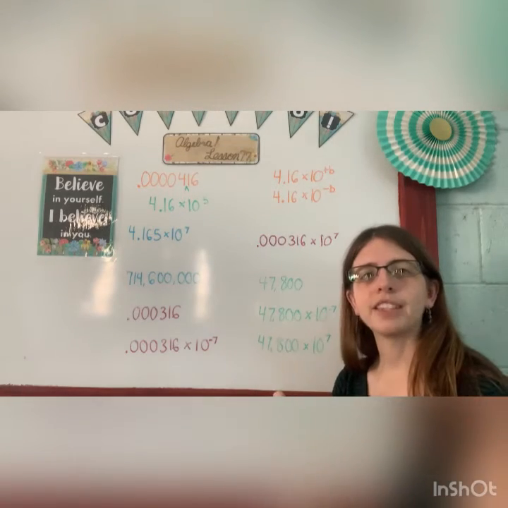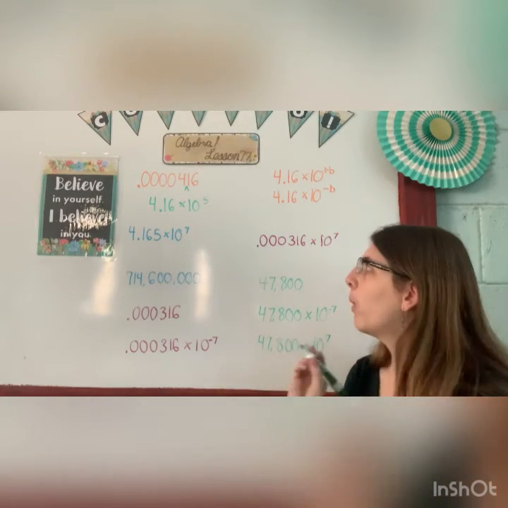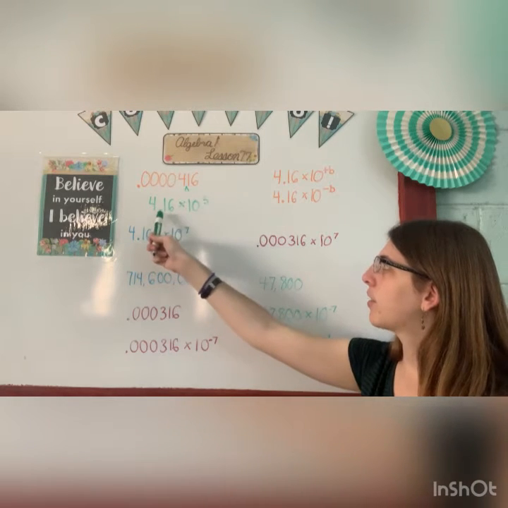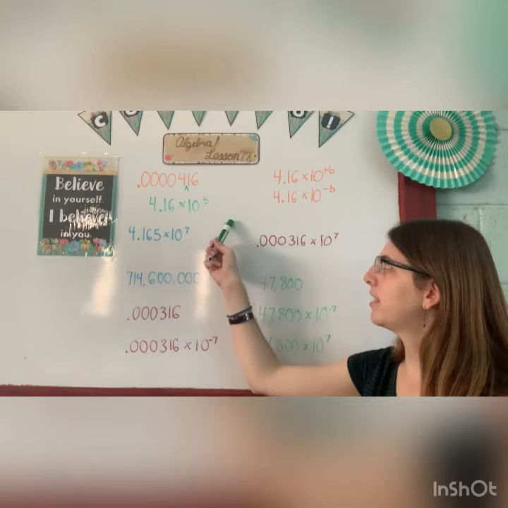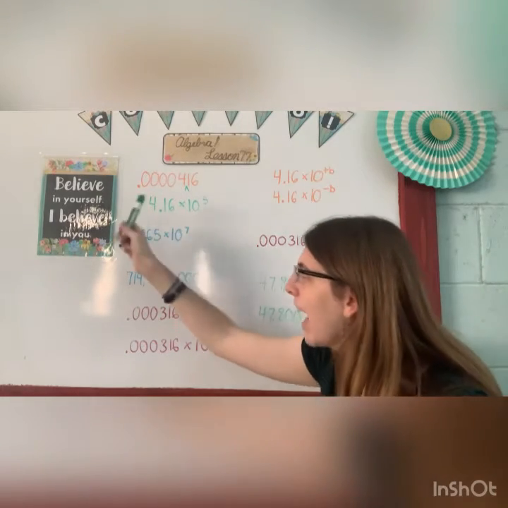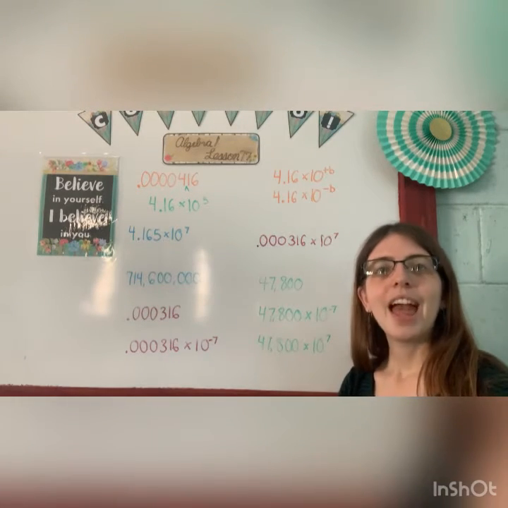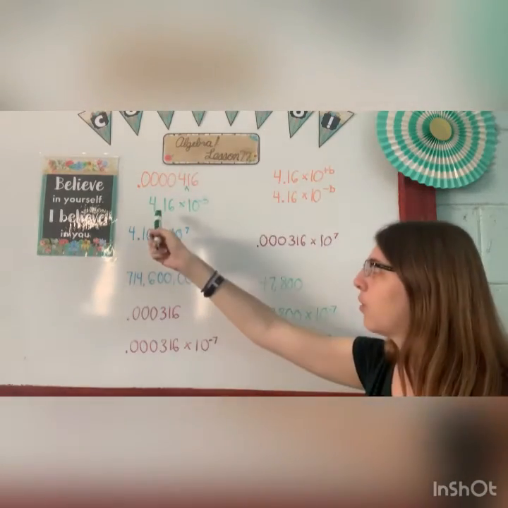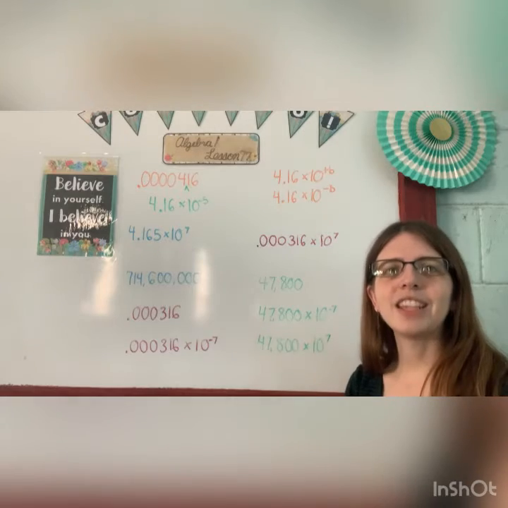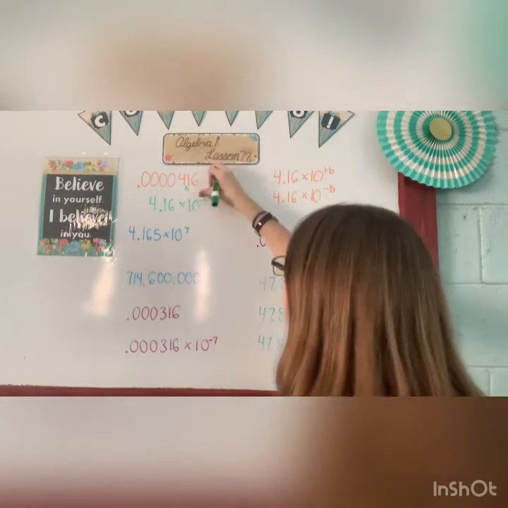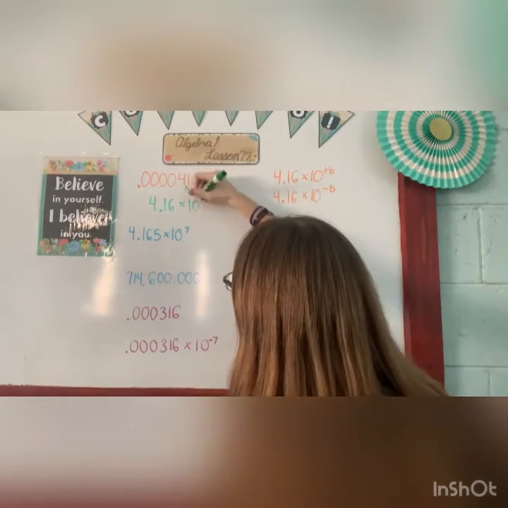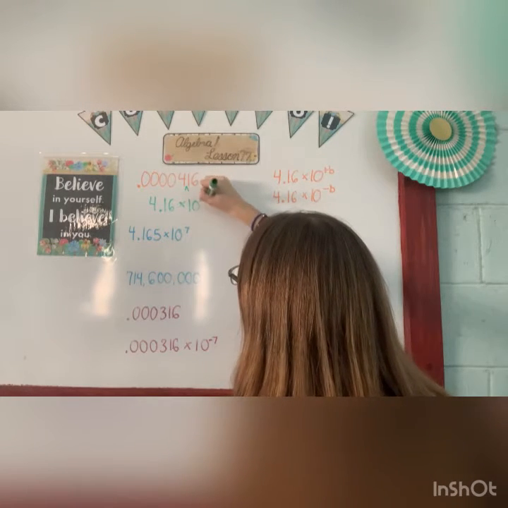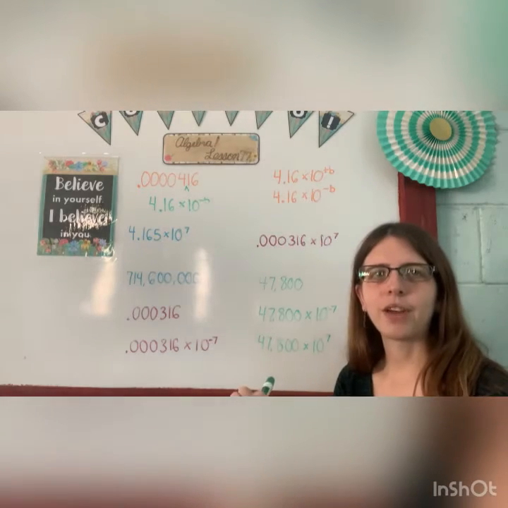Now, should it be positive or negative? Well, our real exponent, is it really 5 places to the right? Or is it really 5 places to the left? It's to the left, so our exponent has to be negative. So 4.16 times 10 to the negative 5. It might be hard for you to see, so let me write that again. Negative 5, okay?